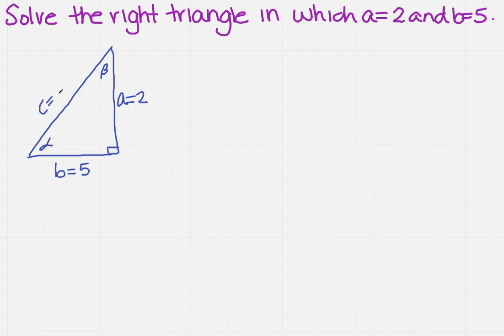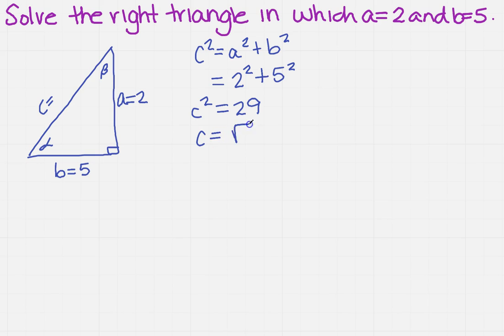So how do you find c? Well, if you remember, c squared equals a squared plus b squared. And I know what a and b are, so I've got 2 squared plus 5 squared. So that's going to be 29. But that's c squared, and I need c. So c is going to be the square root of 29. So I found c. So now all I need is alpha and beta.